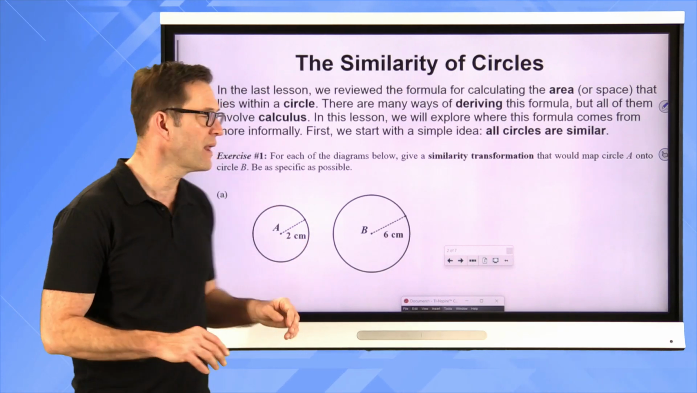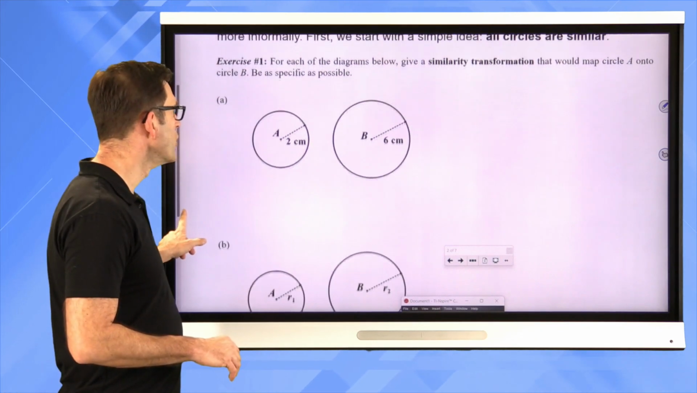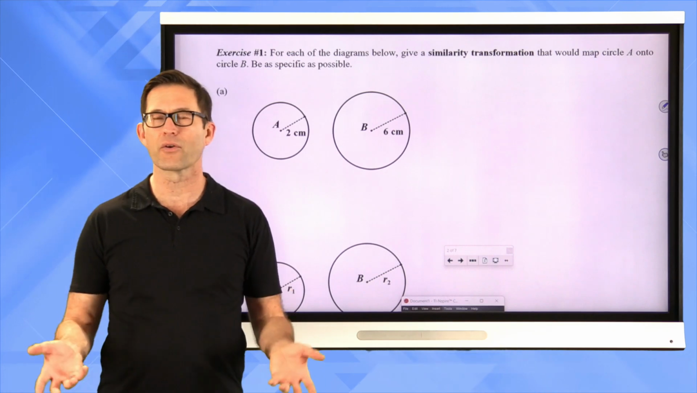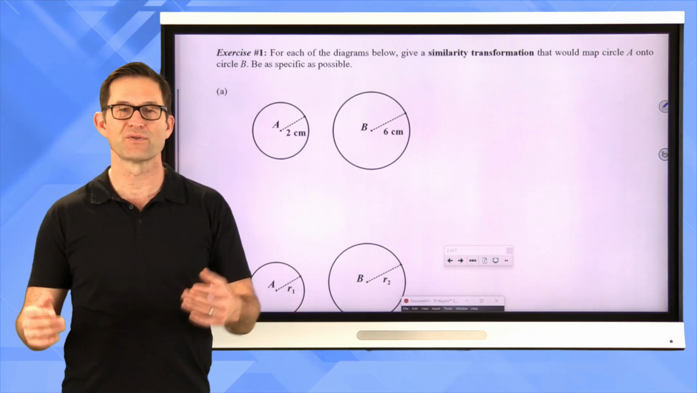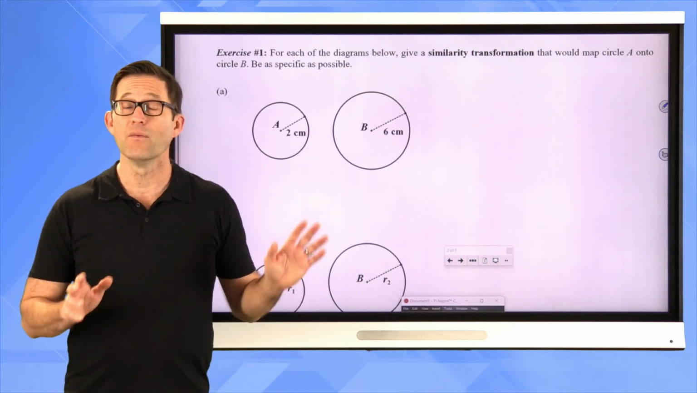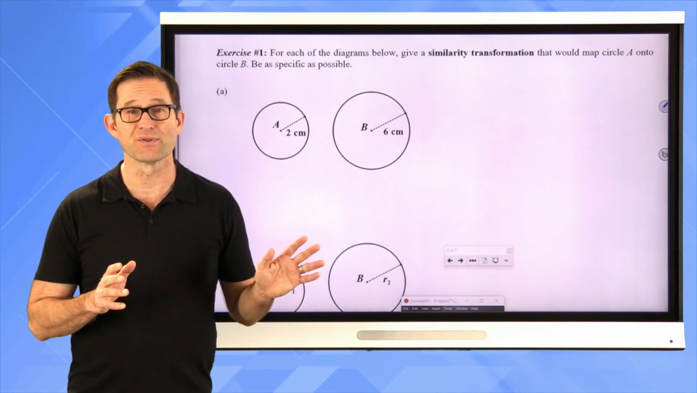Now, I just want to point out, that is not true of most shapes. Not all rectangles are similar, not all parallelograms are similar, not all triangles are similar. All squares are similar, right? But what is certainly true is all circles are similar.